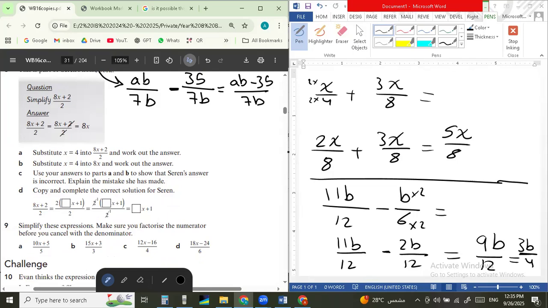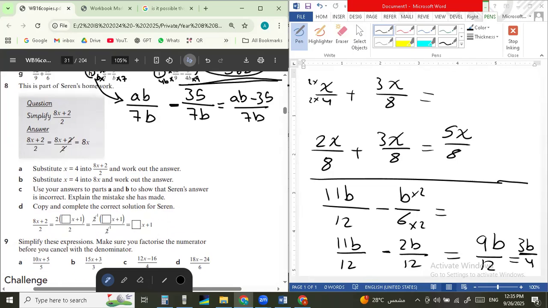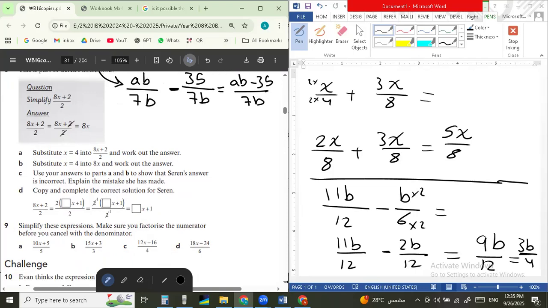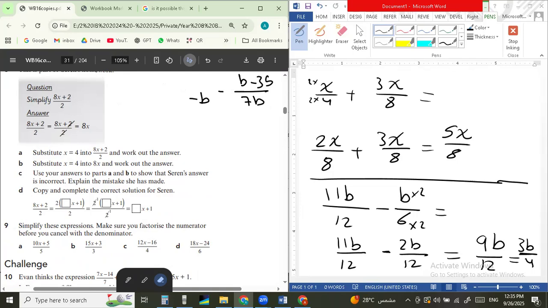Let's continue. Here is a question. It says here, this is part of Siren's homework. That's what she did. 8x plus 2 over 2. Her answer, to simplify it, she did this. She said the 2 with the 2 bye-bye. So it's 8x. Definitely this is not right. But how can I simplify such a fraction, Mr.? That's what we're supposed to do.